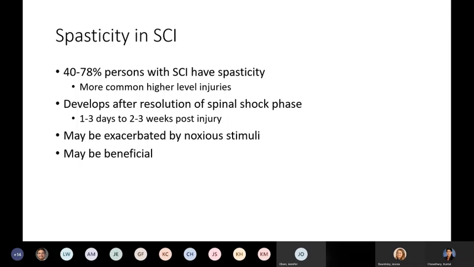So the purpose of today's lecture is to focus more on spasticity itself and management of that, but it's important to always remember to look for other possible underlying causes, especially if there's a more abrupt change in a patient's degree of spasticity.